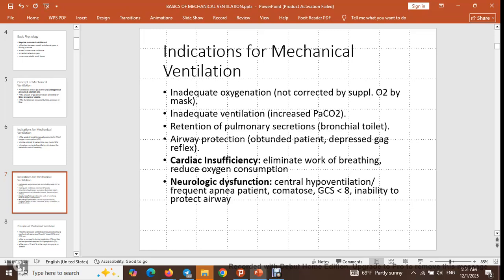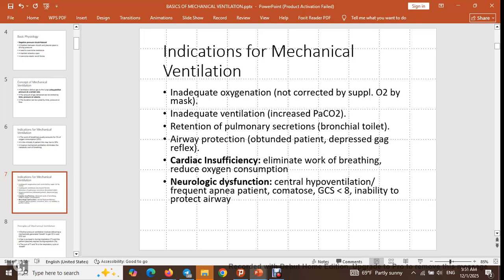As I said, these are the indications split out one by one. Inadequate oxygenation, where the oxygen supply is not corrected by non-invasive means like a face mask with a reservoir. The other is inadequate ventilation because of increased carbon dioxide, the partial pressure of CO2. The other is retention of pulmonary secretions, like for bronchial toileting in different neuromuscular problems. The others are airway protection, as I said, because of depressed or absent reflexes.